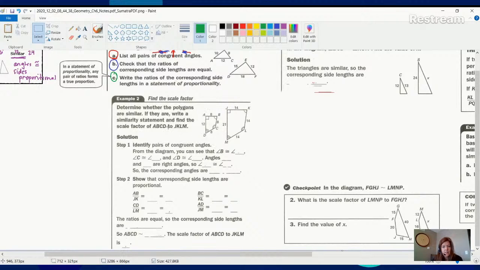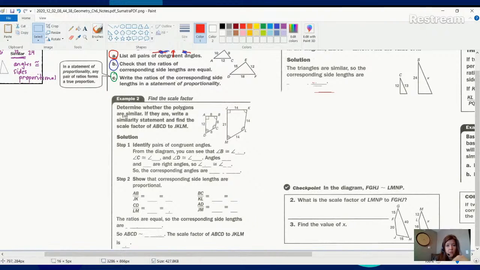So in this one, it says, determine whether the polygons are similar. So they don't tell us if they're similar or not. We got to figure it out. Are they similar or not? If they are, write a similarity statement and find the scale factor. So we haven't talked about the scale factor yet, but we will in just a second. Okay, so first of all, we got to figure out, are these 2 polygons similar? Right, that's the first thing we got to do.